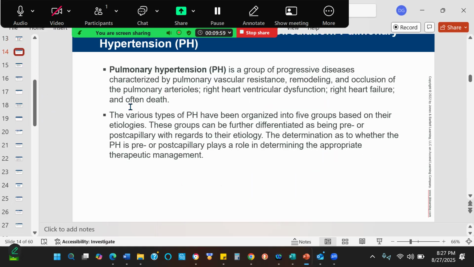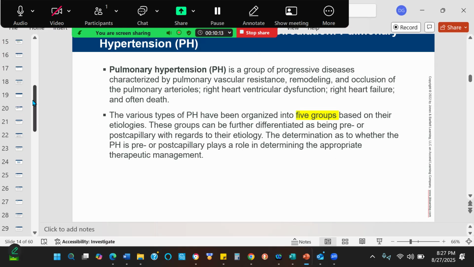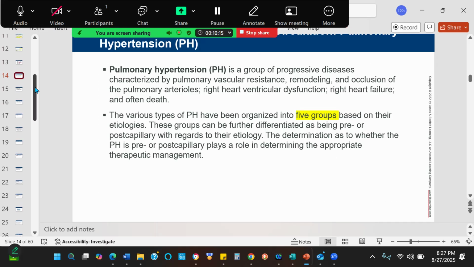Pulmonary hypertension is a group of progressive diseases characterized by pulmonary vascular resistance. There are various types of it, 5 groups, and we are going to quickly cover those 5 groups for you. I don't see a lot of board questions about that, I will just be honest with you, but we are going to cover the 5 groups.